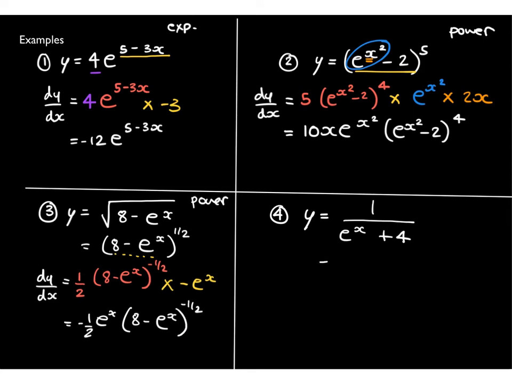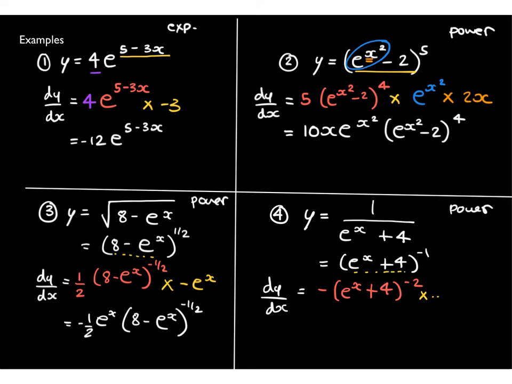And the last question, again, this is another power function, but we'd rewrite it as this first of all to the power of negative 1. Then dy by dx multiplied by the power, reduce the power by 1 to negative 2, and then multiply by the derivative of the innermost function, which is just e to the x. So our final answer, negative e to the x plus 4, all to the negative 2.